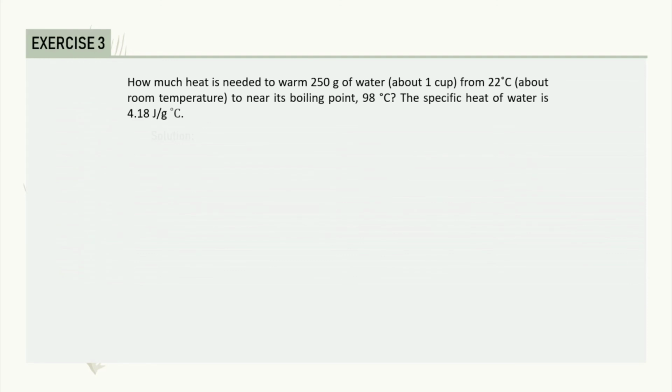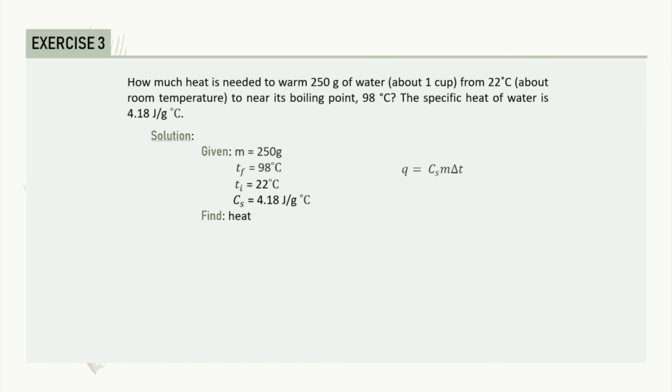Exercise 3. How much heat is needed to warm 250 grams of water, about 1 cup, from 22 degrees Celsius, about room temperature, to near its boiling point, 98 degrees Celsius? The specific heat of water is 4.18 joules per gram degrees Celsius. Mass is equal to 250 grams. Final temperature is equal to 98 degrees Celsius. Initial temperature is equal to 22 degrees Celsius. Specific heat is equal to 4.18 joules per gram degrees Celsius.